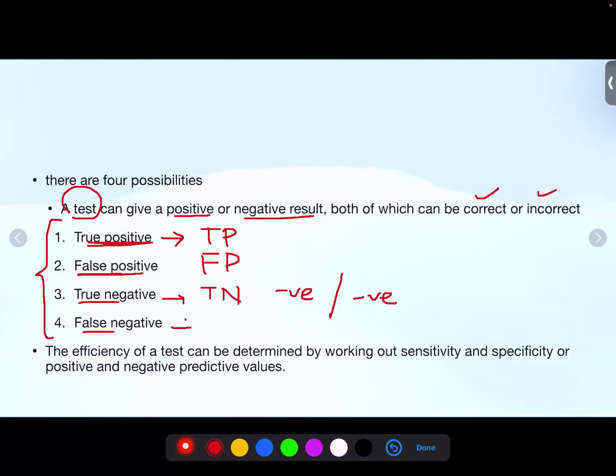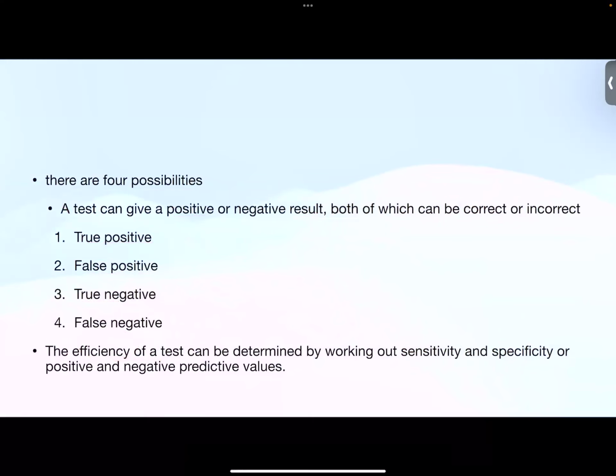The fourth possibility is the false negative. False negative means that this test showed a negative result, but it is actually false, because the gold standard test says that no, this is actually a diseased individual. So this is how true positive, true negative, false positive, and false negative, these four possibilities arise from any test. The efficiency of any test can be determined by working out sensitivity and specificity, or the positive and negative predictive value. So efficiency is based on all these, which we'll be discussing.